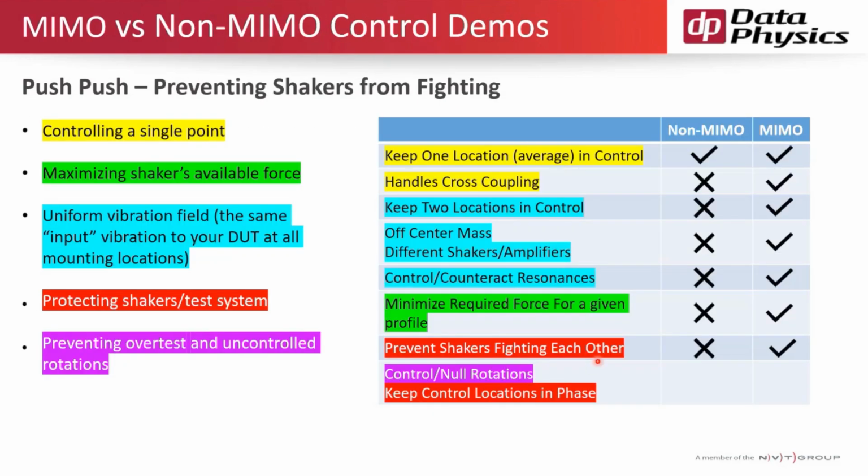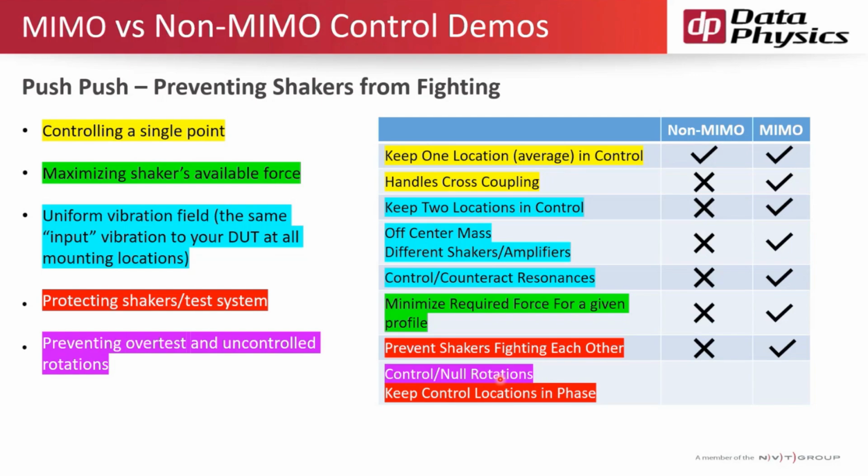All right, so the last and final technical challenge I'll talk about here is controlling or nulling rotations, which is of huge concern if you're testing satellites or testing high-value test articles where you need to prevent overtest, because rotations are an additional degree of freedom that a non-MIMO controller would just ignore and not control. It's uncontrolled. So that can easily cause an overtest.